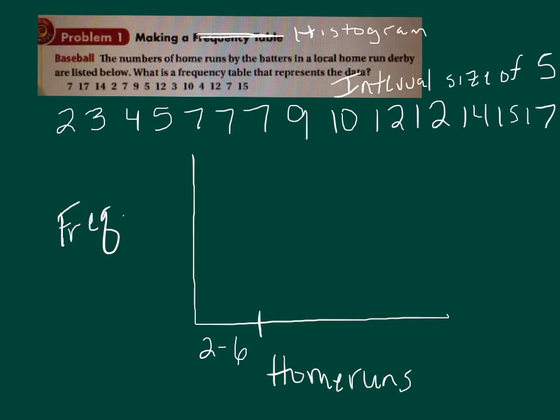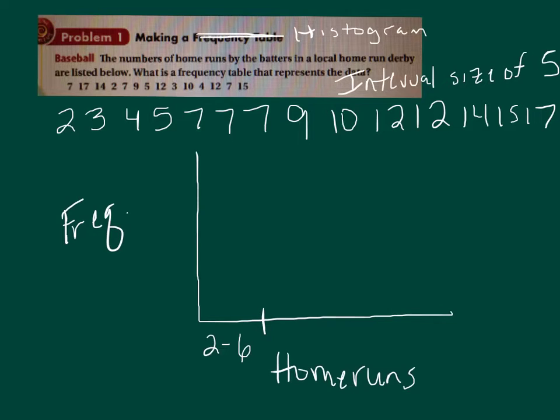Our next interval would start at 7. Okay, interval sizes of 5. So we're going to add 4 and we get 11. Okay, and then we're going to go 12 to 16. And I need to get up to 17, so I'm going to do one more. Extend that out. Even though we have 17, we still need the interval size to be the same, which would go to 21. Okay.